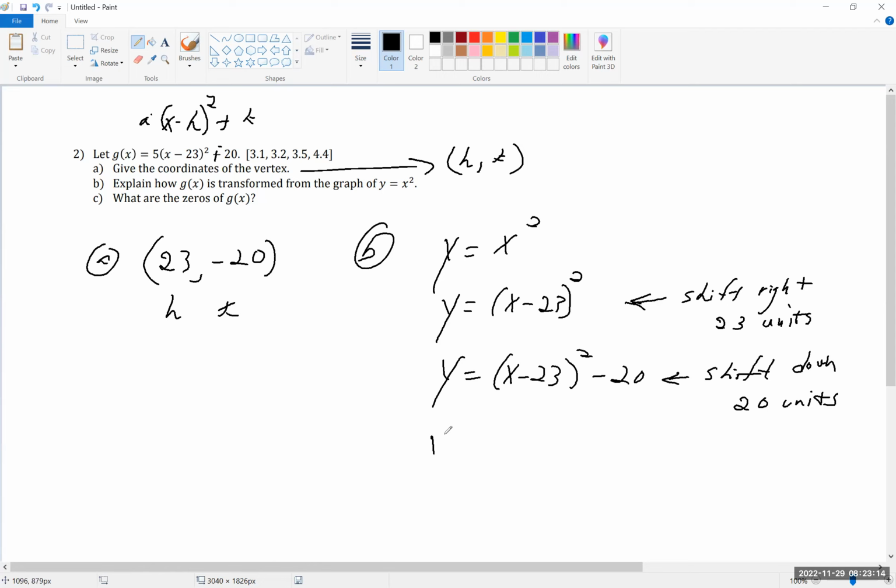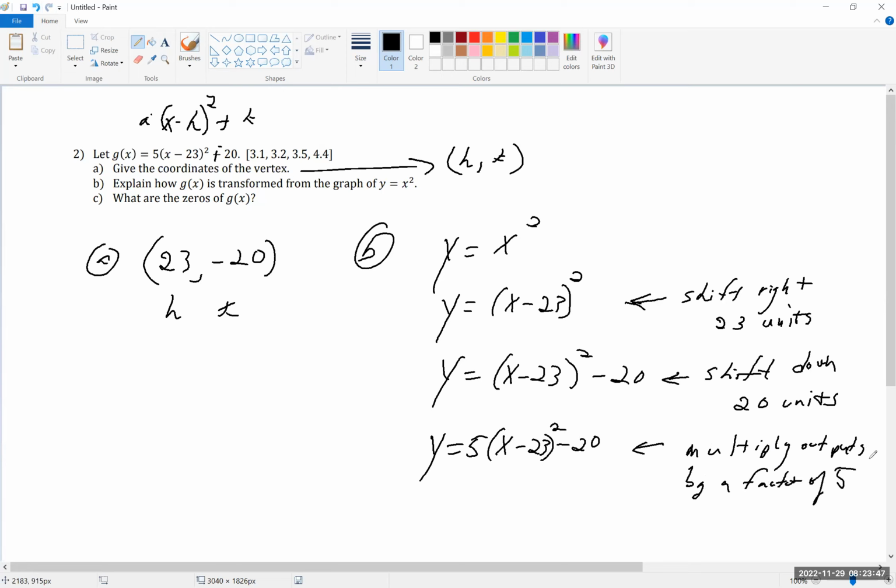And then the 5 multiplies the outputs by a factor of 5. Okay. So those are part B. So that's what those 3 numbers do. Okay, and then part C says, what are the zeros of g of x?